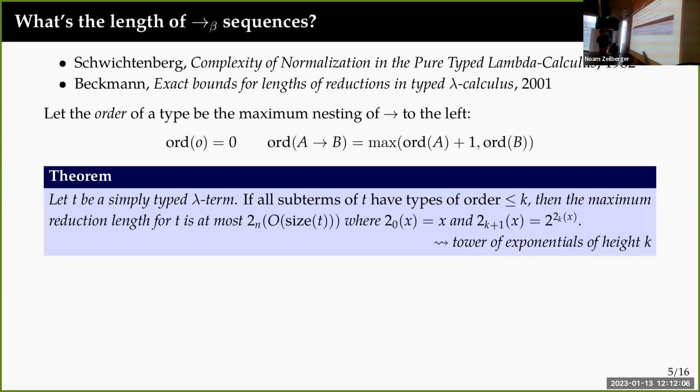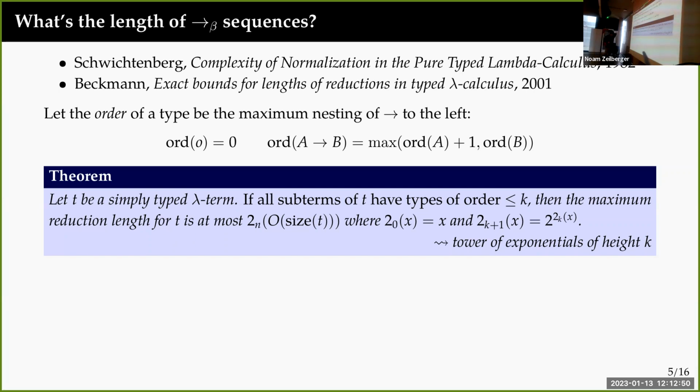The result is as follows: you need a notion called the order of a type. What is the order of a type? It's the maximum nesting of arrows to the left. Formally, by recursive definition, the order of the base type O is 0, and the order of A to B is the maximum of the order of A plus 1 and the order of B. The idea is that O is a ground type, so it has 0th order data. When you have a function that operates on order 0 data, it's an order 1 function, and if you have a function that takes some order 1 argument, it's an order 2 function, etc.